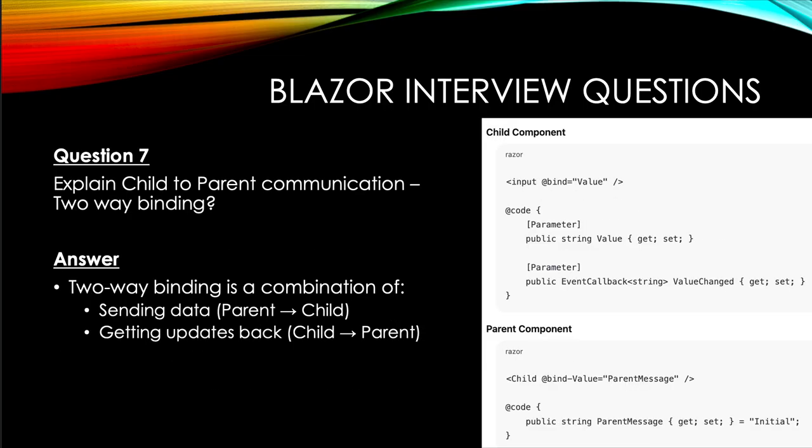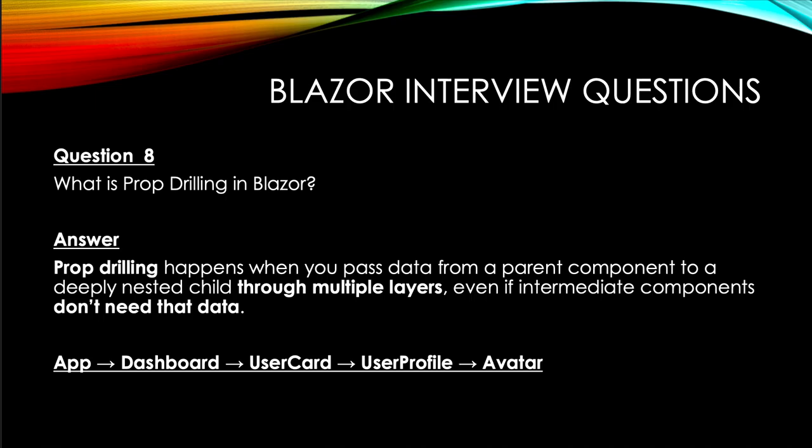Moving on to question number 7, explain two-way binding. Two-way binding is a combination of the ones we discussed before, parent to child and child to parent. When we alter the value in the parent, it gets updated in the child. When you change the value in the child, it updates back to the parent. So that's the case.